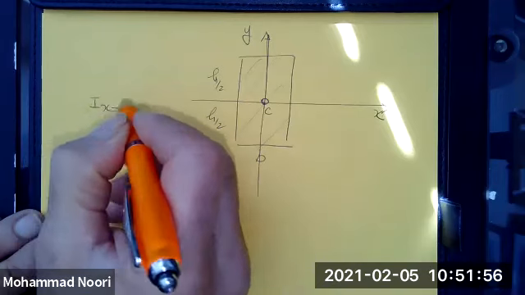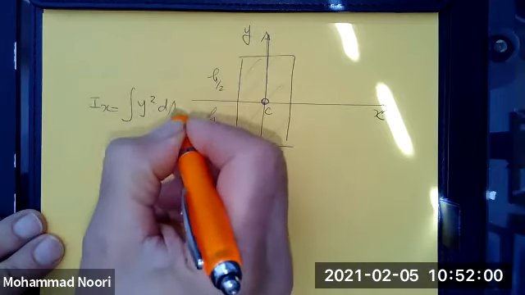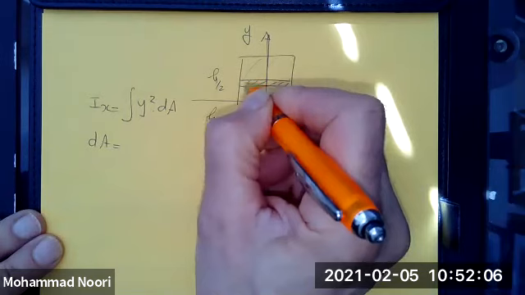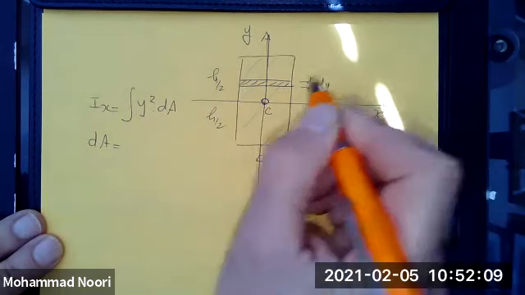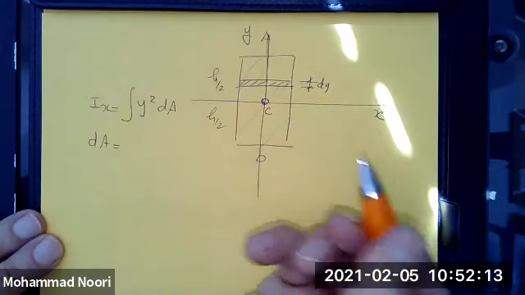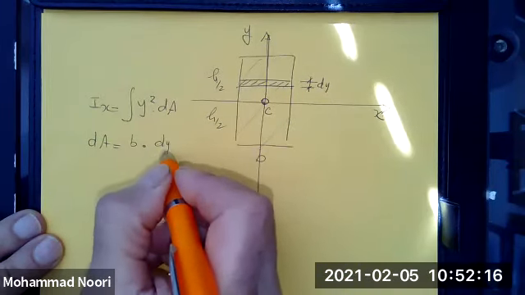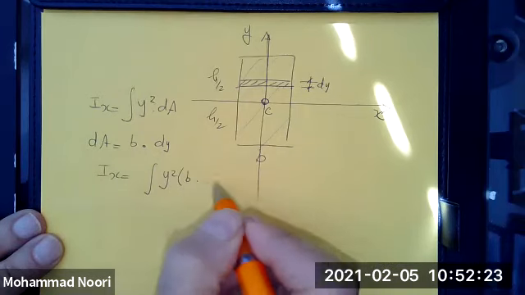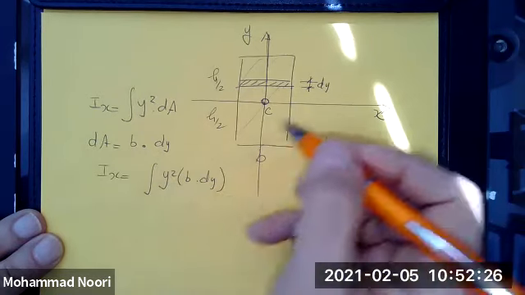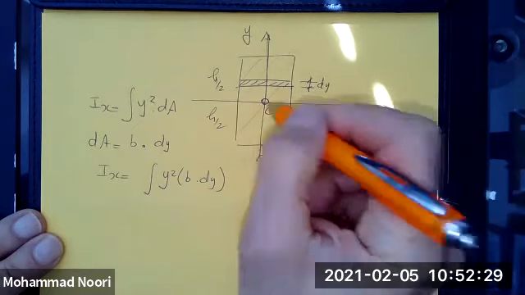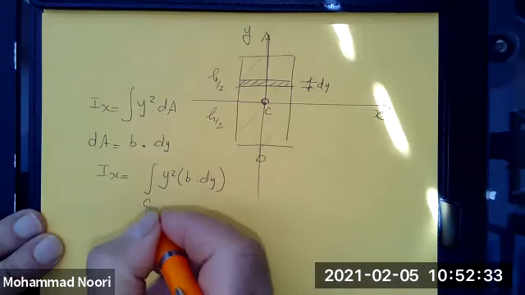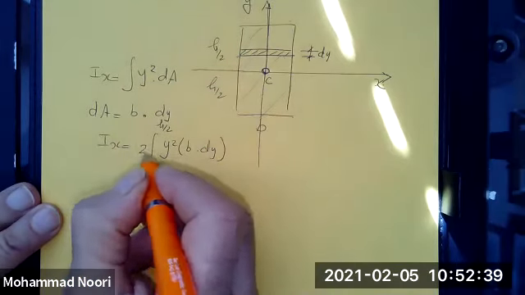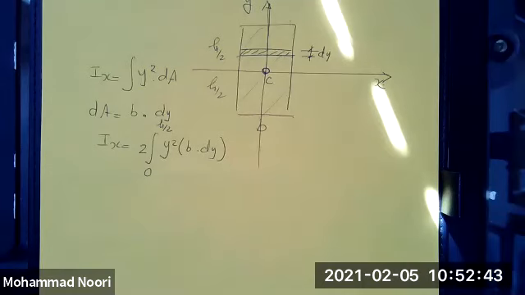I want to find Ix, so that'll be what? The integral of y squared dA. So you need to set up dA, and dA has a strip parallel to the x-axis. So this is dy, but since the width is constant, dA would be simply b times dy. So Ix would be the integral of y squared b dy, and dy goes from here to here, but since this is symmetric with respect to this axis, I take half of this integral, so I consider the bounds from 0 to h over 2 and multiply that by 2. It would give me the same value, all right?